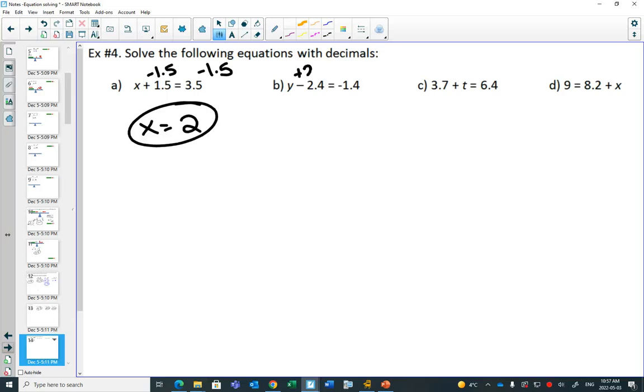Here I'm going to add 2.4 and add 2.4. Again, some of you might be able to do that in your head. Others would like to use a calculator. That's fine. Subtract 3.7 and subtract 3.7.